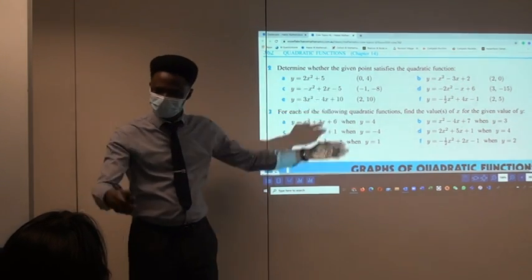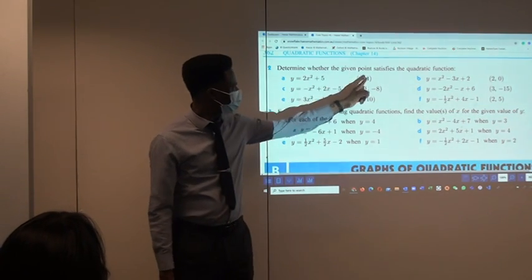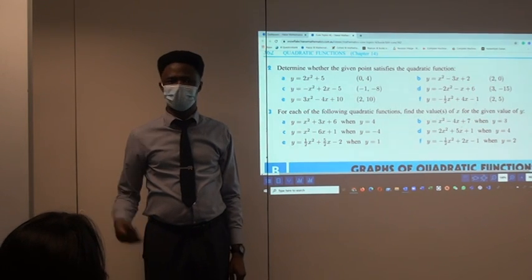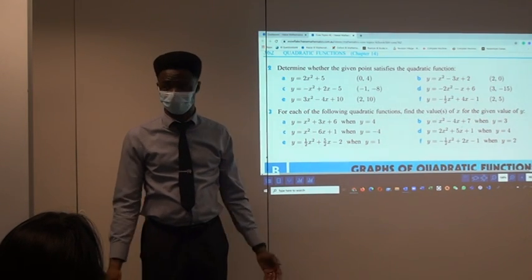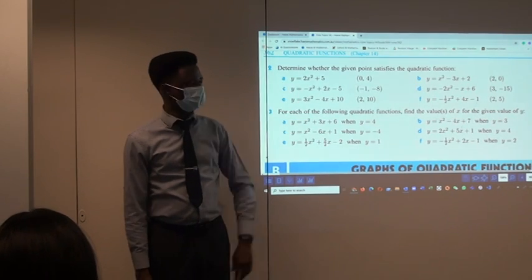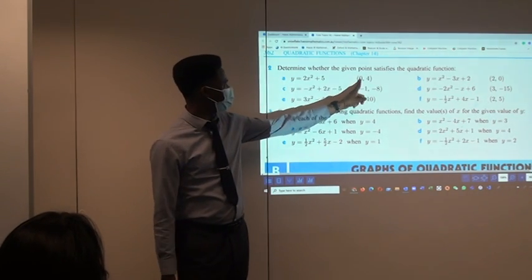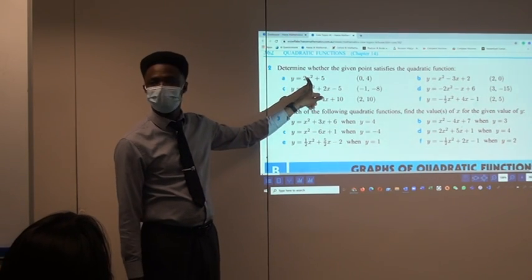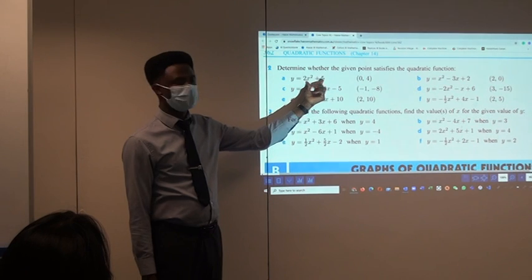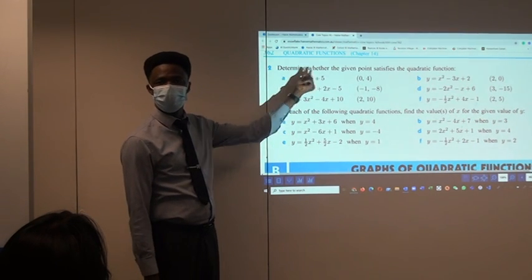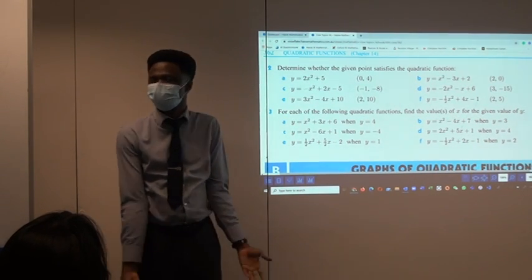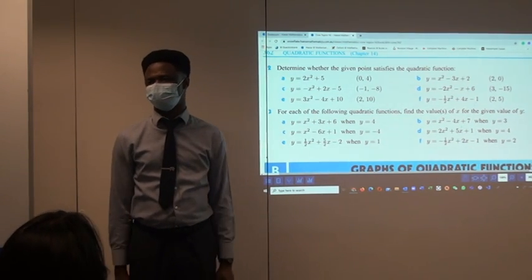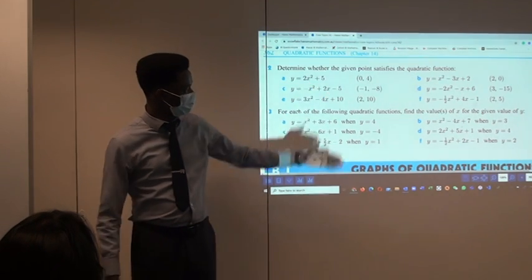Of course. Ada, do you understand what she said? If you put in the x and y values and the left and right make sense, you get something like 2 is equal to 2, which makes sense. We all know that. But if you put x is equal to 0 and y is equal to 4, what do you get? This side will be 5, but this side is 4. So 4 is equal to 5? No, that doesn't make sense. So once you get something that doesn't make sense, it means it does not satisfy the function. That's all this is about.